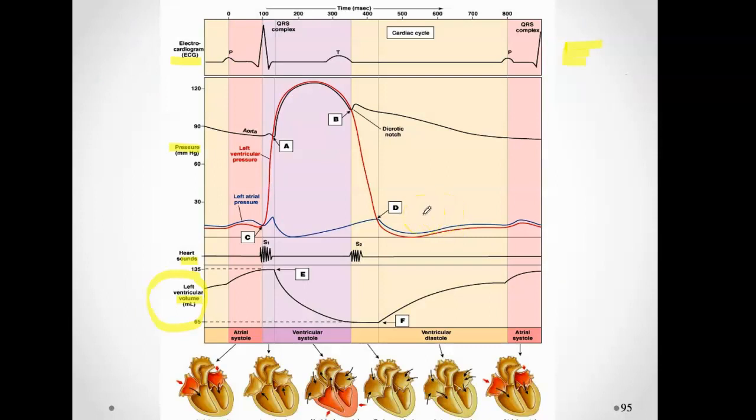This is confusing at first, but I urge you to spend some time looking at this because it has nice information. It tells you what's happening mechanically. It shows you pictures of where the blood is going, and it gives you a really nice summary of what's happening during systole and diastole in the heart.